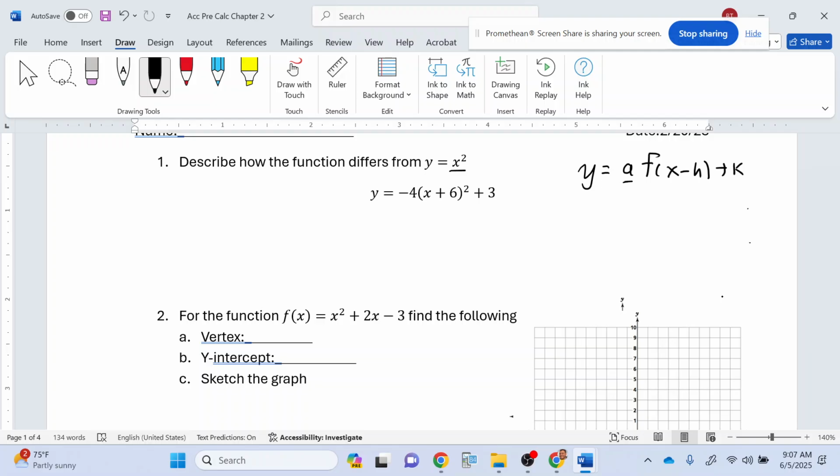So, a affects whether it would be facing upwards or downwards, when it's positive or negative. It also affects a vertical stretch. So if it's bigger than one, it will be stretched, and it'll be a vertical shrink if it was less than one.